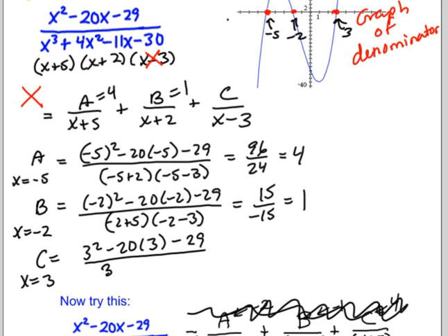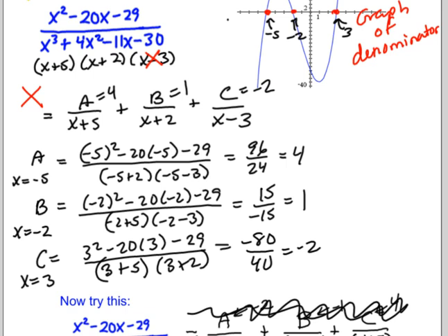And then I can say this is going to be 3 plus 5 times 3 plus 2. Obviously, if I had put it in the wrong factor, I would have gotten 0 in the denominator, which wouldn't have worked, and I think I would have recognized the problem. This turns out to be negative 80 over 40, which is negative 2. So C is equal to negative 2.